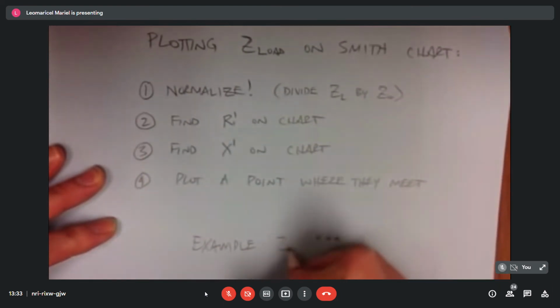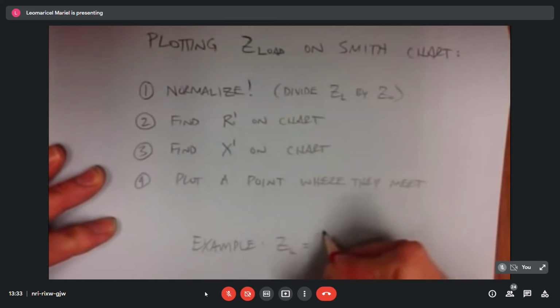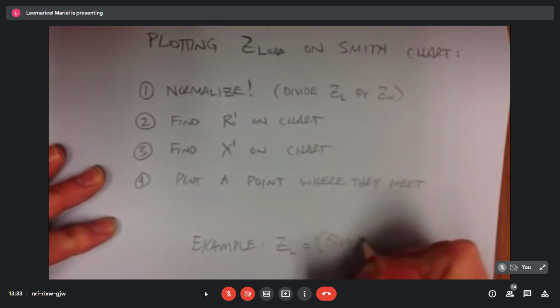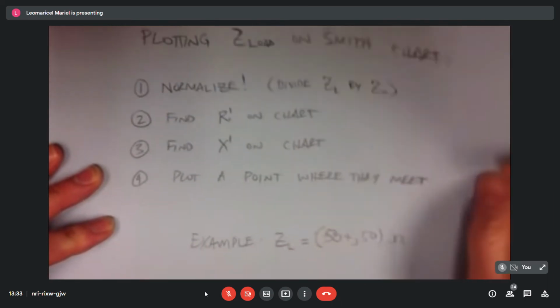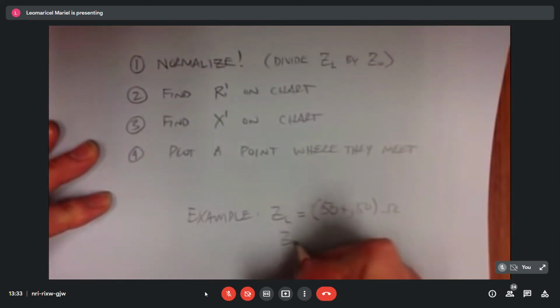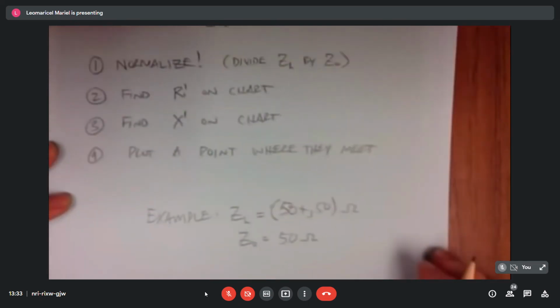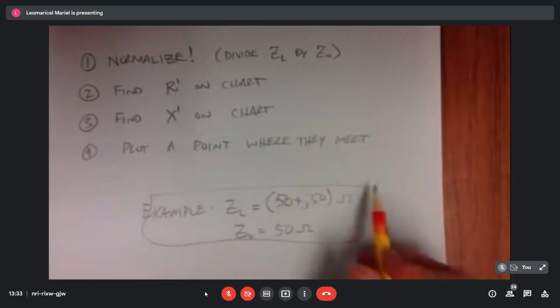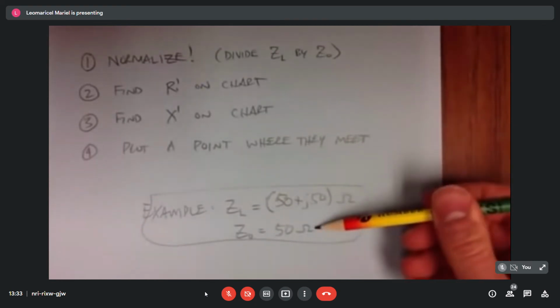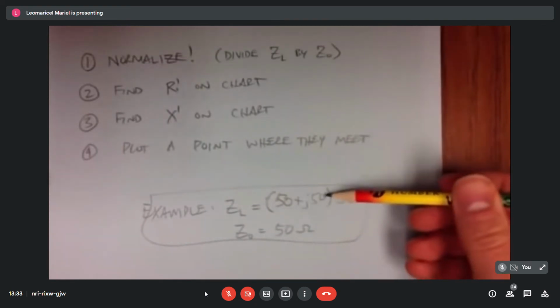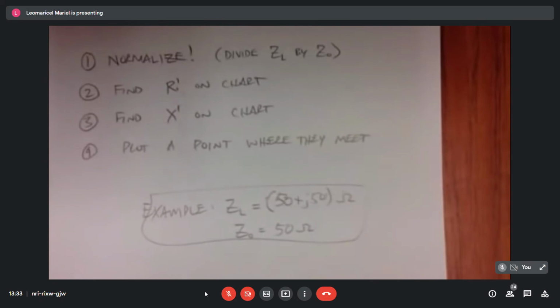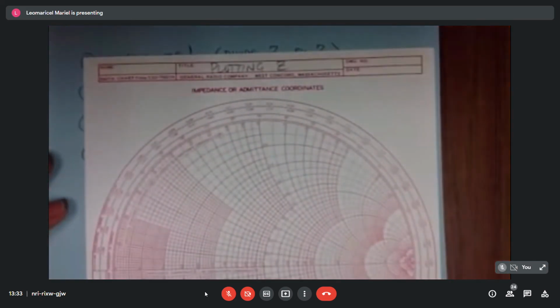Example. Let's say load impedance equals 50 plus J50 ohms, and the characteristic impedance of the transmission line is 50 ohms. Let's try that. Okay, so this is the load, and this is the line impedance. We want to see how well of an impedance match this is. So here we go. So here's plotting Z.